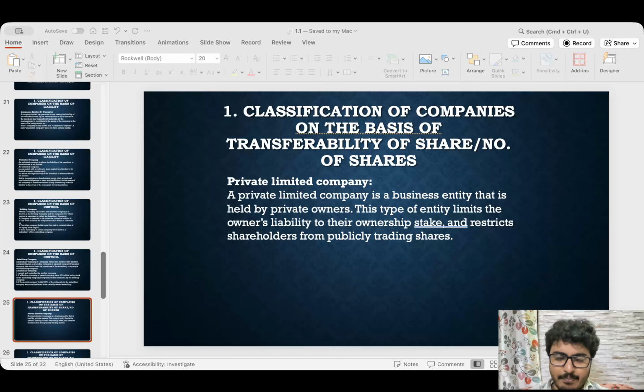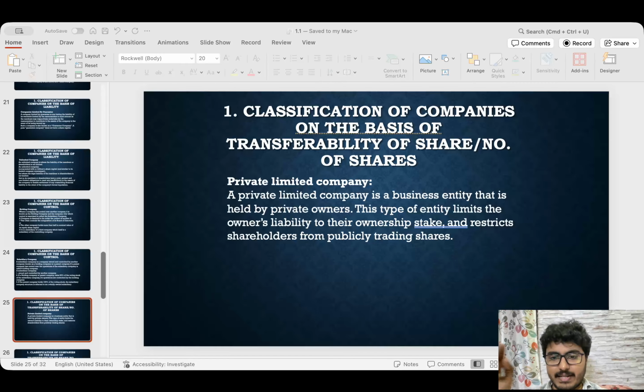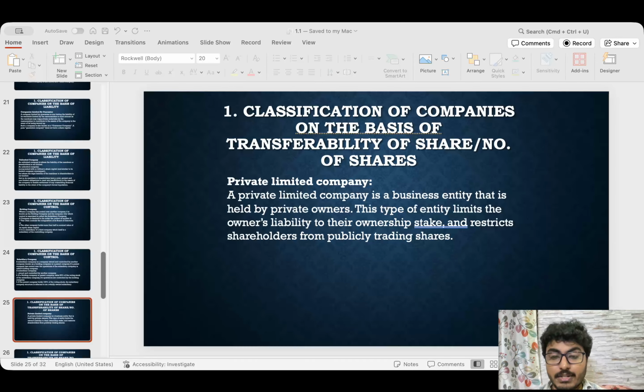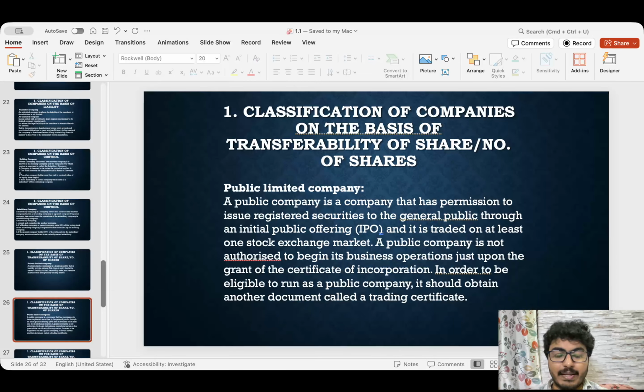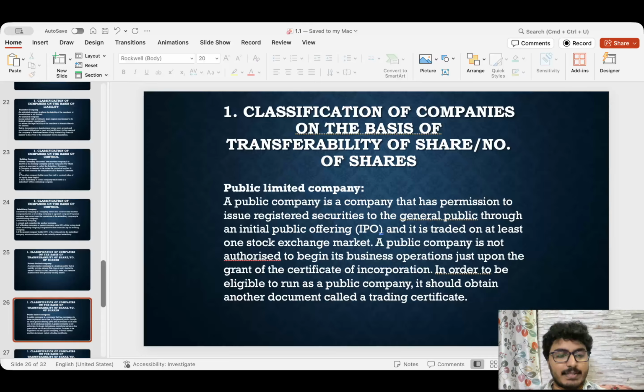The name of this type of company ends with Pvt. Ltd. If a company name is ABC Private Limited, ABC Pvt. Ltd., that means it's a private limited company. In the case of a public limited company, the word Pvt is missing, only Limited. So if the company shows ABC Limited, that means it is a public limited company.